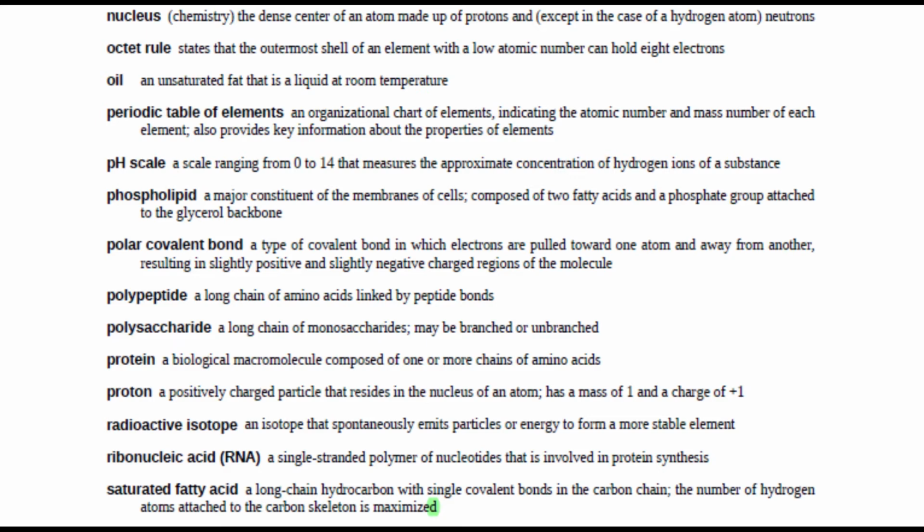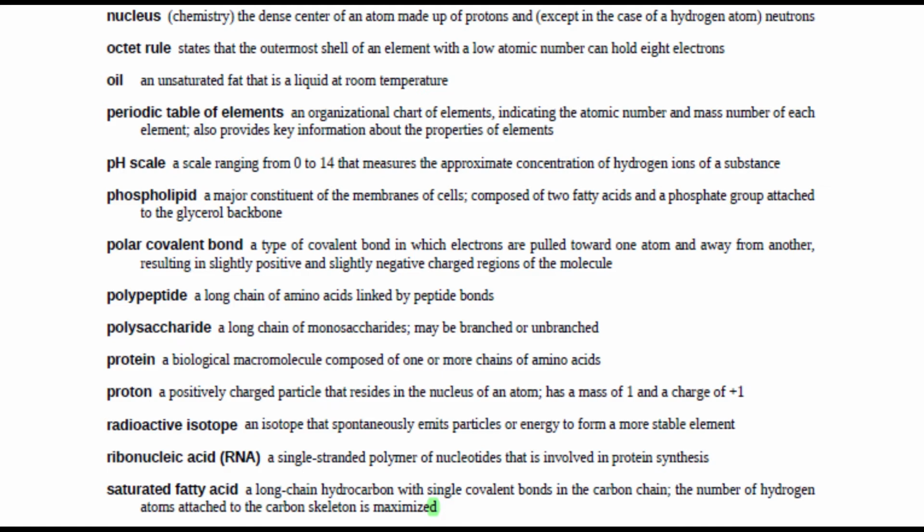Polypeptide, a long chain of amino acids linked by peptide bonds. Polysaccharide, a long chain of monosaccharides, may be branched or unbranched. Protein, a biological macromolecule composed of one or more chains of amino acids. Proton, a positively charged particle that resides in the nucleus of an atom, has a mass of 1 and a charge of +1. Radioactive isotope, an isotope that spontaneously emits particles or energy to form a more stable element.